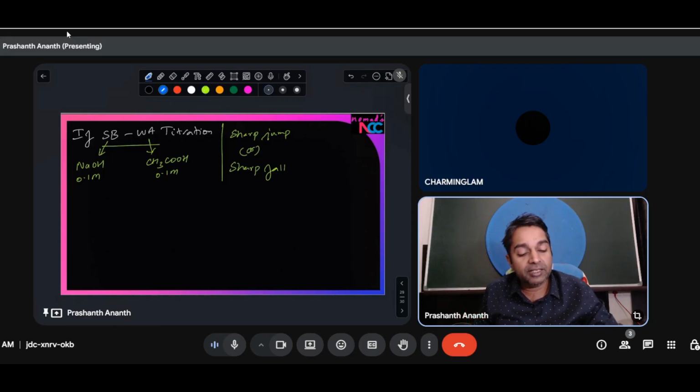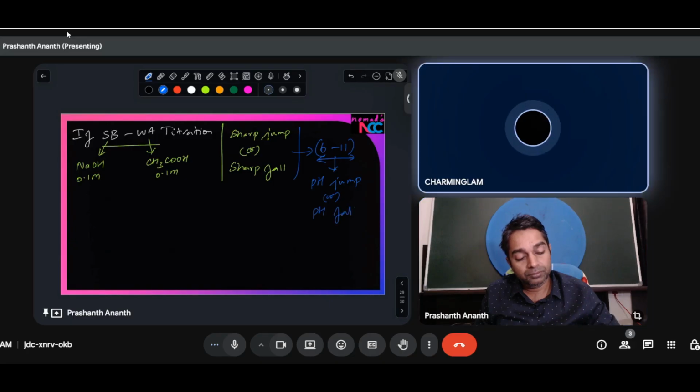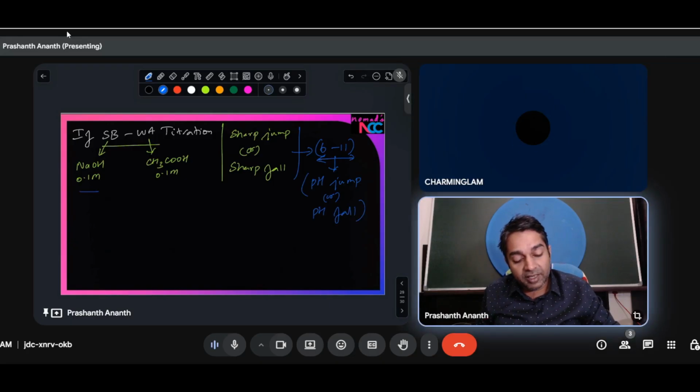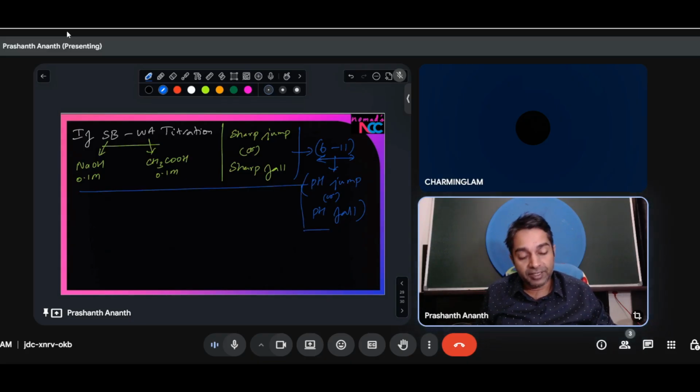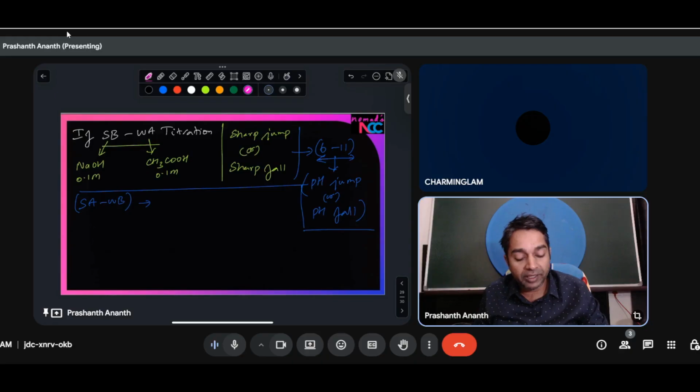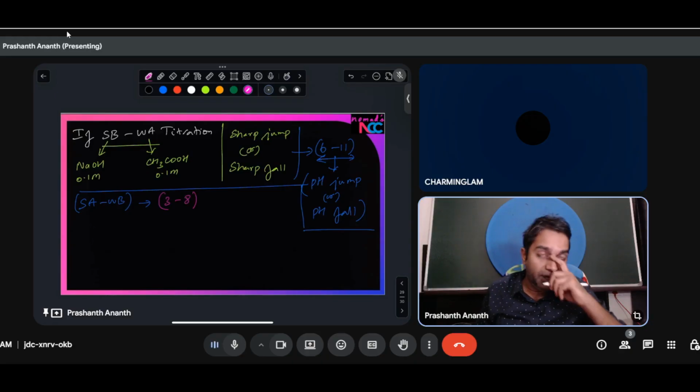So in this particular case, this sharp jump or sharp fall is going to be from a different point of view. In the previous case, what happened there? It was 3 to 8. In this particular case, it is going to be 6 to 11. This is going to be a sharp jump or sharp fall, which is going to be happening in this particular case here. So this is going to be pH jump or fall. Yes, sir. So in this scenario, for strong acid, weak base, we ended up having the jump or fall being 3 to 8. Over here it is now 6 to 11.